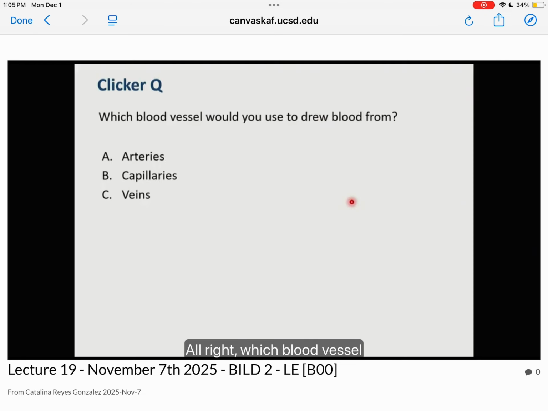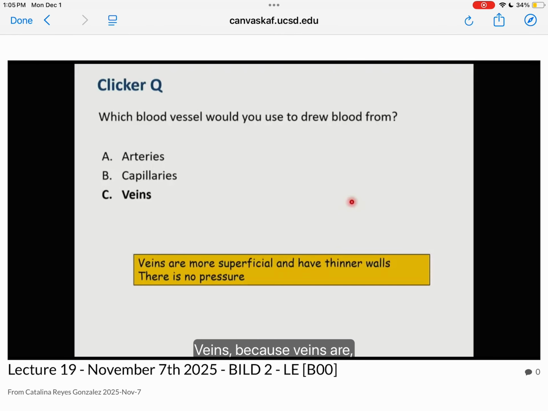All right, which blood vessel would you use to draw blood from? Just to review here. I already answered this one on Monday, I believe. Veins, because veins are, first of all, more superficial. Second of all, the walls are thinner, so easier to access, to poke, and you won't have that splatter of blood, that pulsatile blood pressure that you have in the arteries.